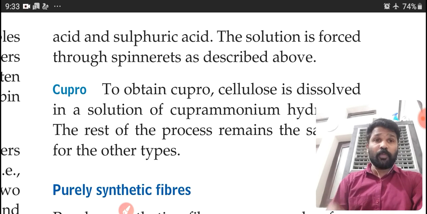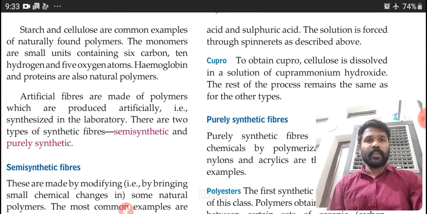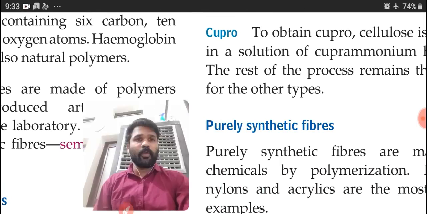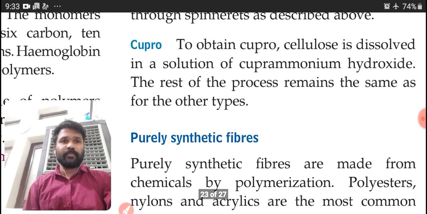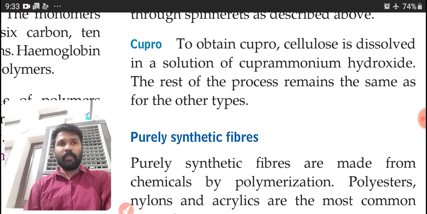Now, to obtain cupro, cellulose is dissolved in a solution of cuprammonium hydroxide. The rest of the process remains the same as for the other types. You have to pass this solution through the spinnerets. Then we will get the particular type of rayon.